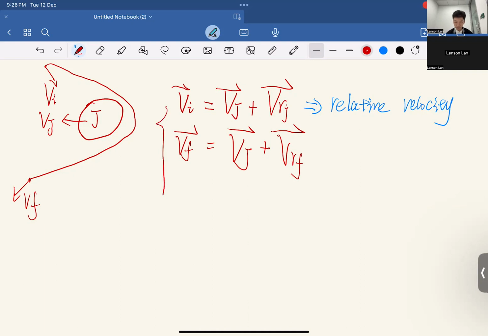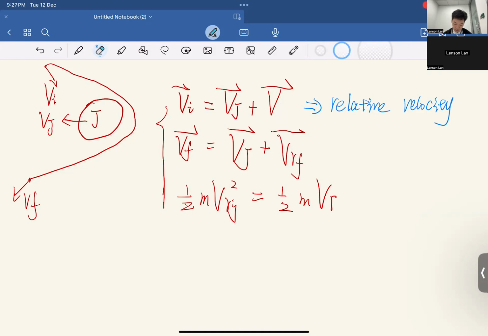And at last, in the Jupiter reference frame, the energy should remain the same. So the kinetic energy at first should equal the kinetic energy at last. Sorry, this should be VRI, the initial velocity relative to Jupiter, squared.